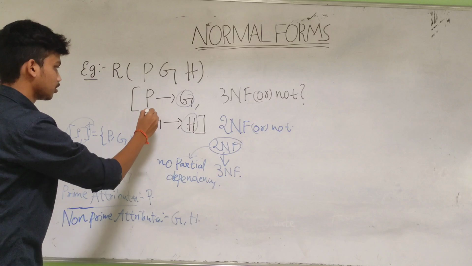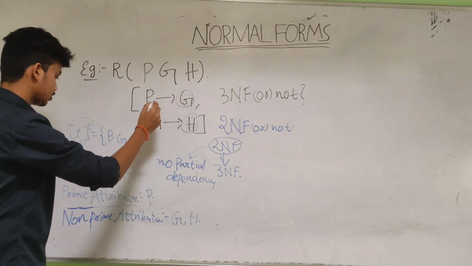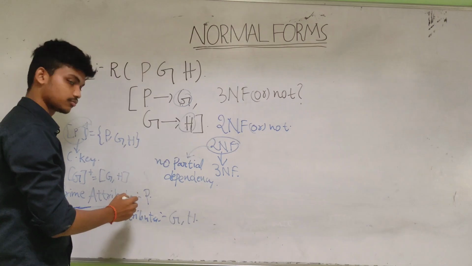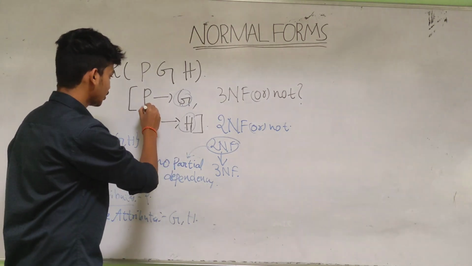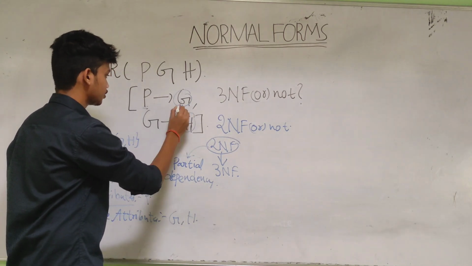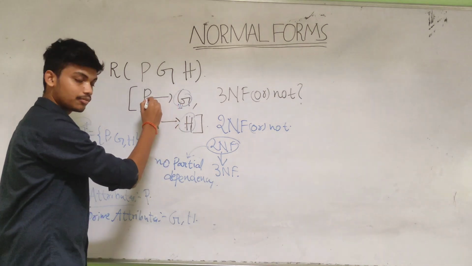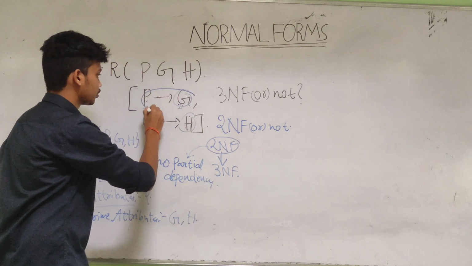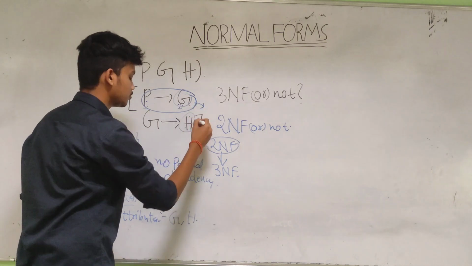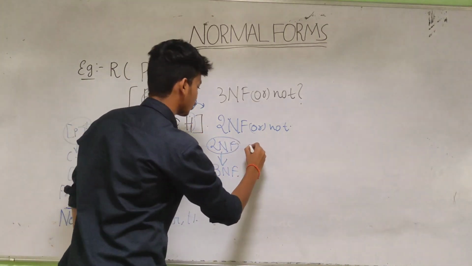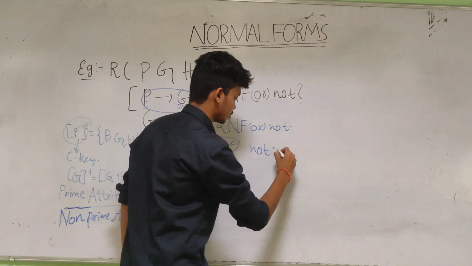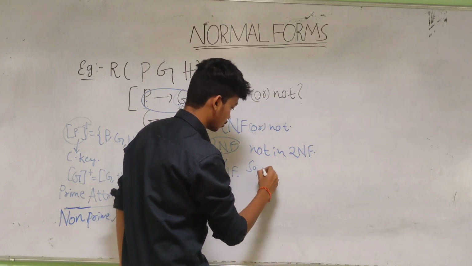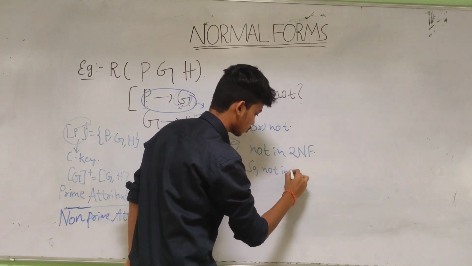Now I am checking it. P to G. What is this functional dependency? Here P arrow G, this is prime and this is non-prime attribute. A non-prime attribute is functionally dependent on a prime attribute. So we can say this relation is not in 2NF. This relation is not in 2NF, so not in 3NF also.